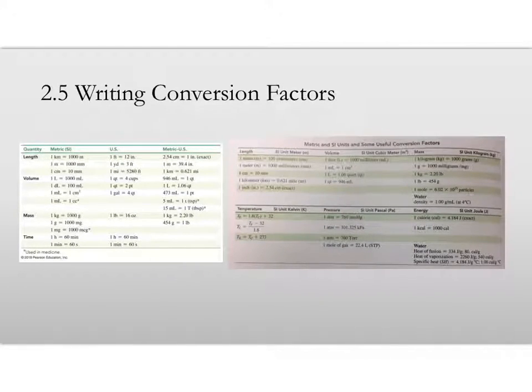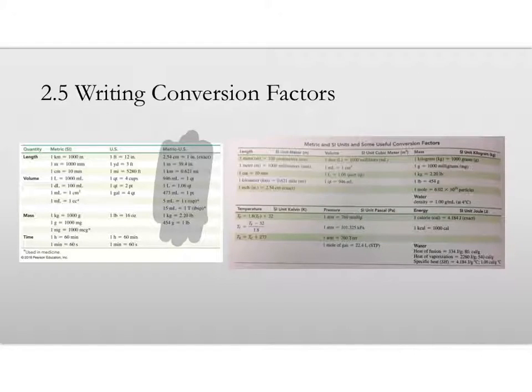So section 2.5, writing conversion factors. As you can see here, there are two tables from your book that have conversion factors. The very first one on the left has the given quantity, the type of measurement, essentially length, volume, mass, or time, and it gives you the conversion between the metric system and the US on the far right over here.